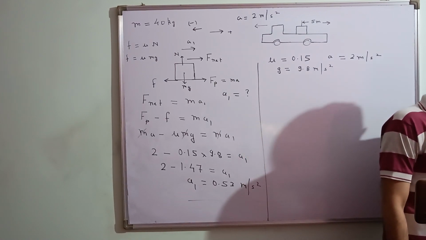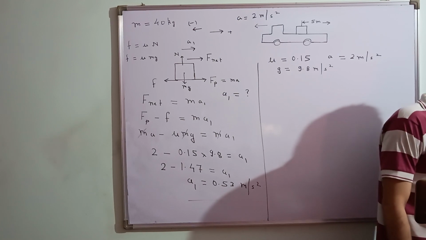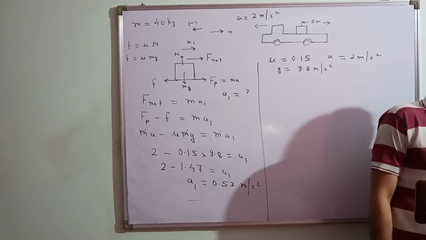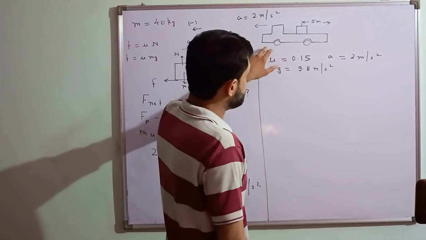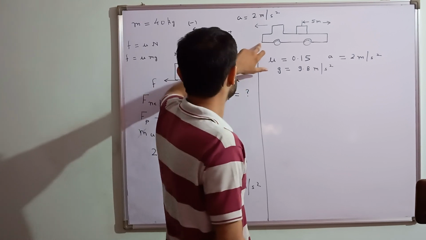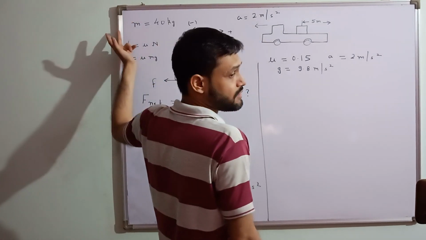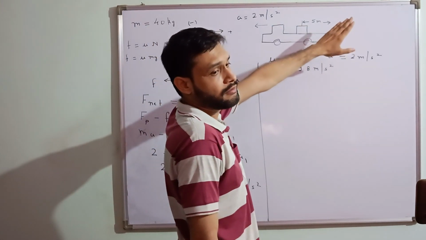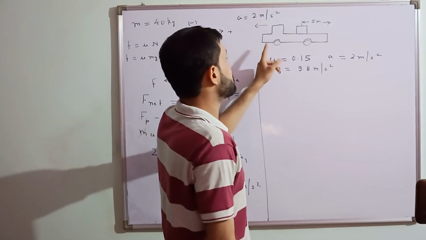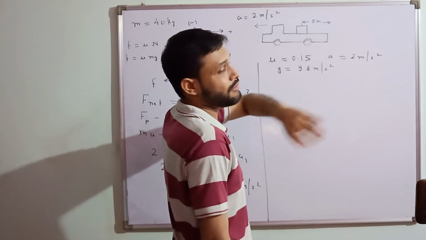Now what they are asking actually is, at what distance from the starting point does the box fall off? Ignore the mass. Suppose the truck is starting from this point. The truck will move some distance, and at that distance the mass will fall. So they are asking for the distance covered by the truck at which the mass will fall.